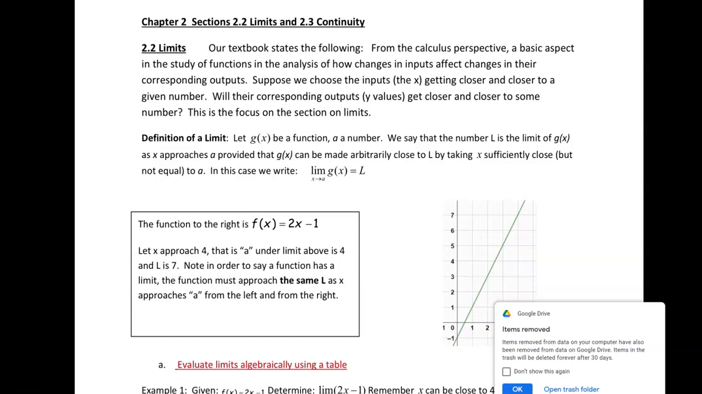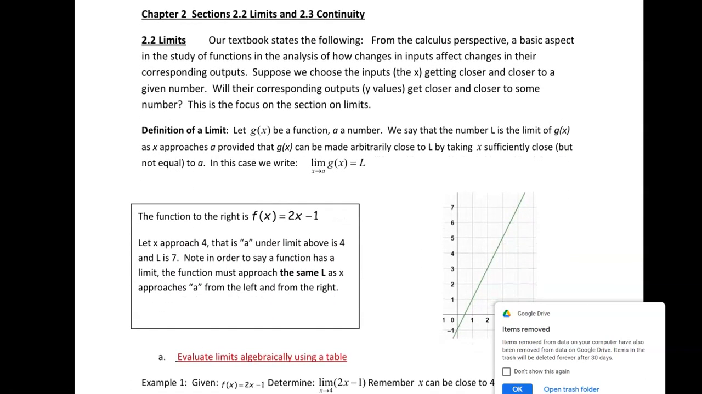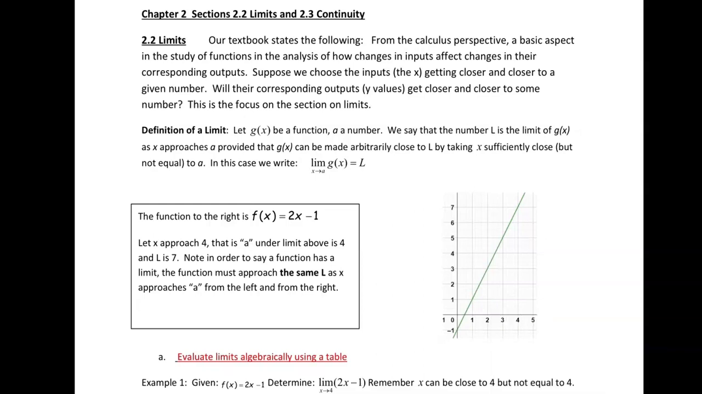Okay, so in this video, we're going to go through Chapter 2, Sections 2.2 limits and 2.3 continuity. Okay, so our textbook states the following.